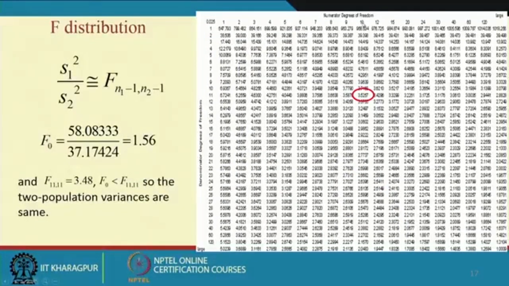So, you can find the value for nu 1 of 10 and nu 2 of 11, and nu 1 of 12 and nu 2 of 11, and then take the average of the two. That will give you the tabulated value 3.48. Okay. For the time being, understand that if the tabulated value is more than the value computed from the sample variances, then the two variances are not different. Okay. What the error is, and whether the decision is correct or not, all those things will be discussed later.